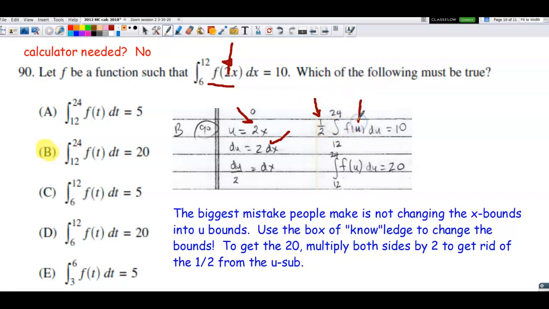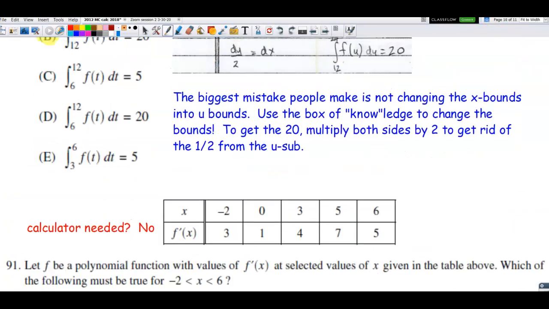And the main thing to remember that will mess you up is remembering to change the x bounds into u bounds, or in their work they did t bounds, whatever, it doesn't really matter. The variable is trivial. But you have to substitute your original x values in here to change into u bounds. And you can see the answer.